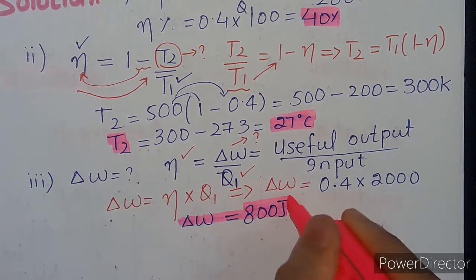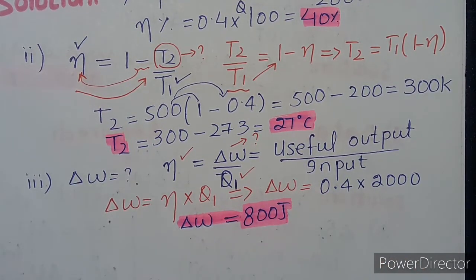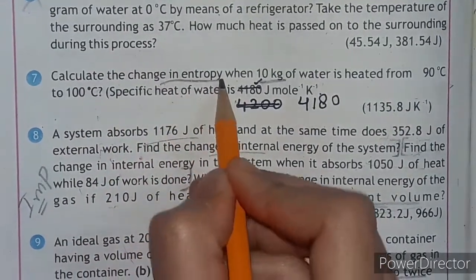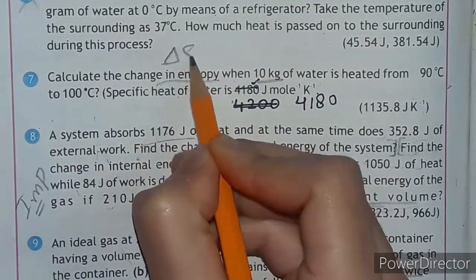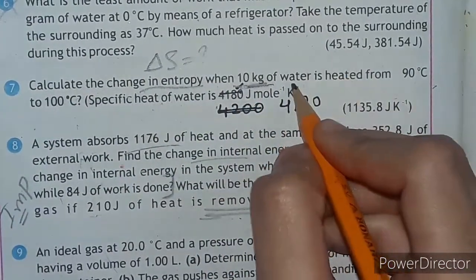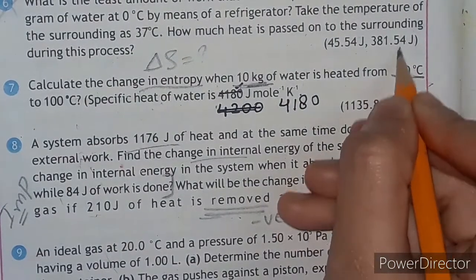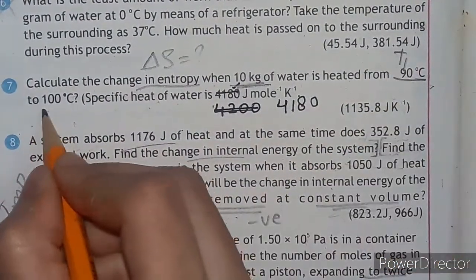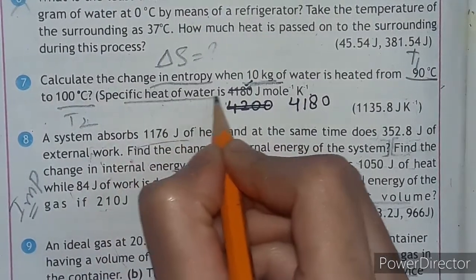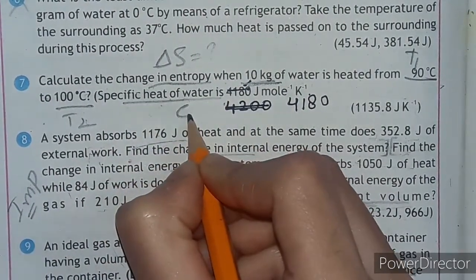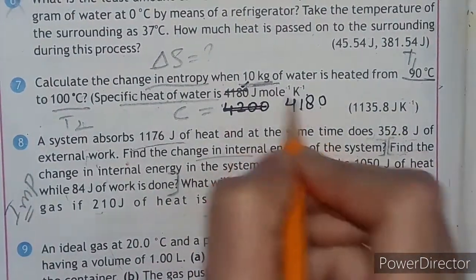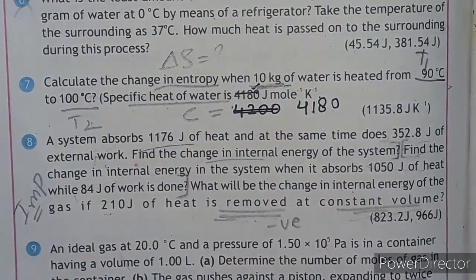So this is the answer to the 7th problem of the exercise. The 7th problem is to calculate the change in entropy, meaning change in S, when we are given the mass of water and the temperatures. This is T1 and this is T2, and we are given the specific heat of water, represented by C, which has a value of 4180. I'll show the solution to you.